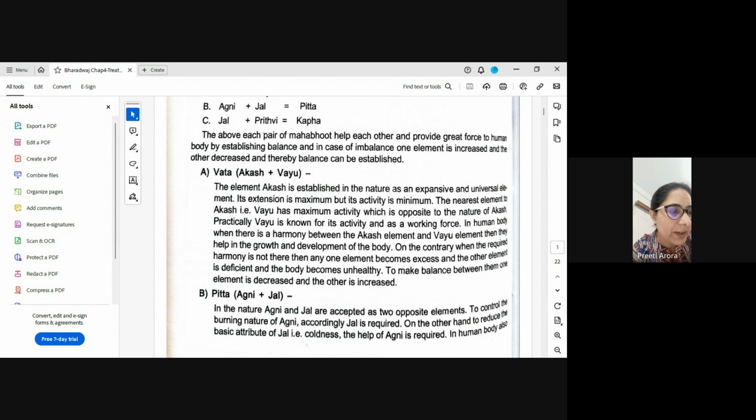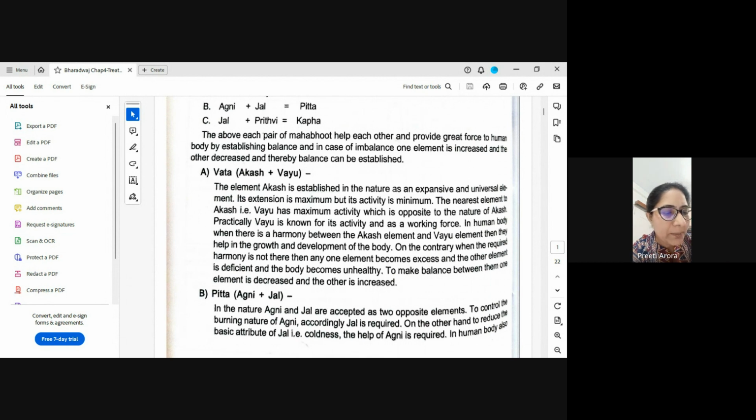For example, if I talk about Vata, which is formed of Akash and Vayu, you will see that Akash has no movement or a minimum movement in comparison to Vayu. It's not that it does not have any movement, but it has very less movement in comparison to Vayu, which is movement in itself. Without Vayu, nothing can move in this world, whether it be in the nature that you see around you or whether you see your own body for itself.